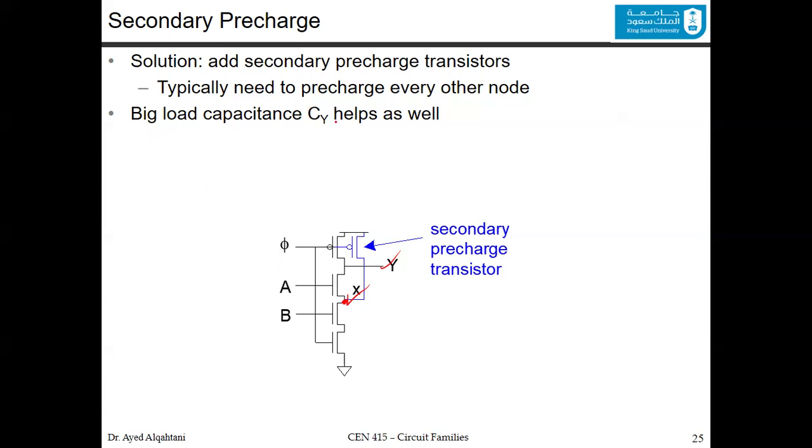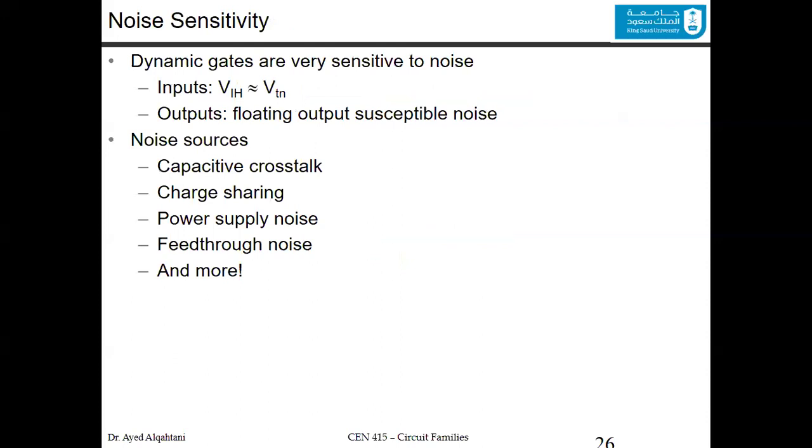This big load capacitance, Cy, helps as well. If you make Y really huge, it could feed the other nodes without losing its logic value. There are other problems like the noise sensitivity, and it happens in our circuits. So there are many sources. Some of them we discussed, like the charge sharing, like the power supply node, and some we will talk about later, like the capacitive crosstalk, especially in the wires. And there are so many more. There are not only these four. There are so many types of nodes.